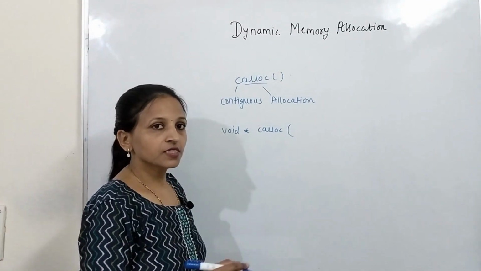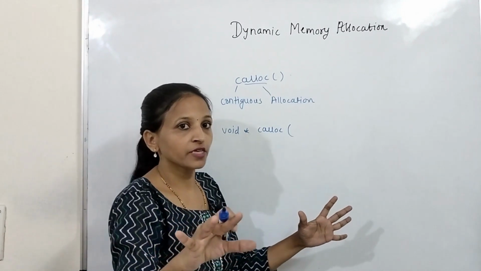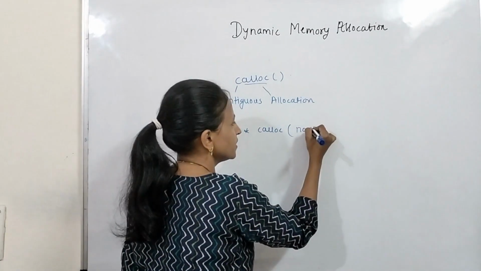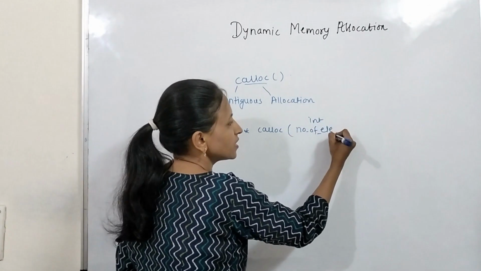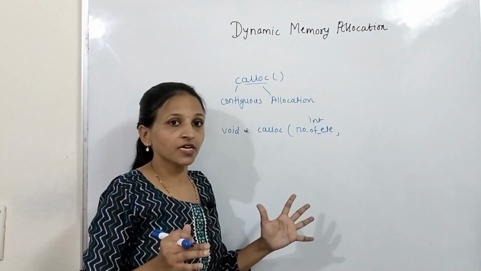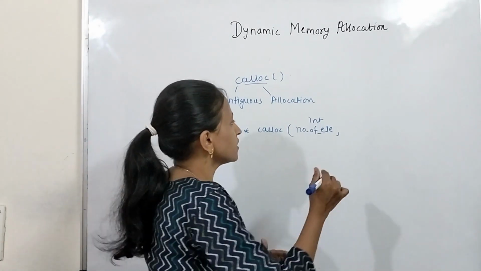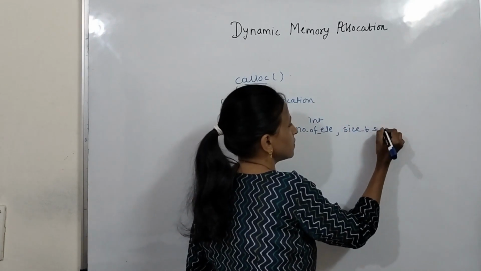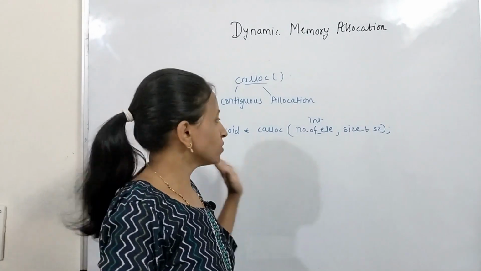The first one is how many elements you want to store in that newly allocated block. That number of elements we have to mention as the first argument, and it is of type integer. The next argument is how many bytes each element has. For each element, how many bytes you want to allocate, that is nothing but the size. This is nothing but the prototype of the calloc function.